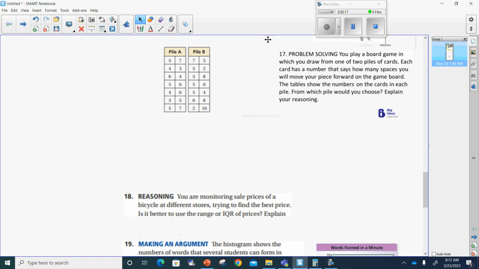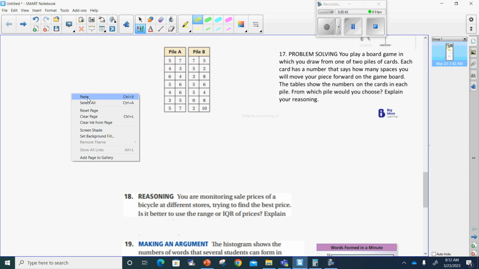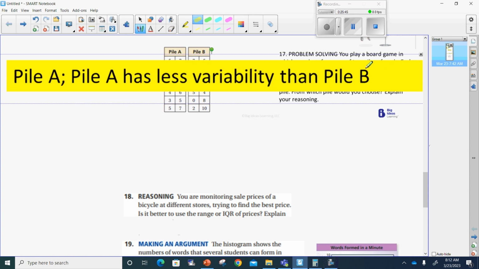If it was me, I'm going to choose from pile A, and here's why. I see from A the lowest number is 3 and the biggest number is 7. I can guess pretty much in there. It's going to be somewhere in the 4. But on pile B, you see that the lowest is 0 and the highest is 10. This is going to make it very hard to guess which one it is. So I would pick pile A. That's because pile A has a smaller variation, less variation in pile A.